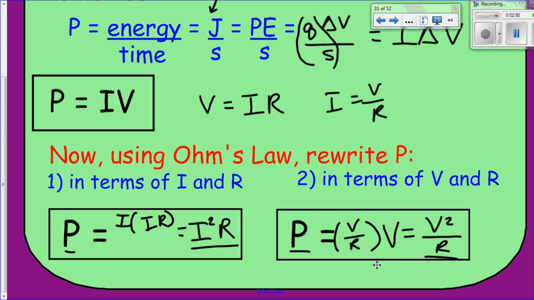So we now have three equations to calculate power. If you know the current and the voltage, do I times V. If you know the current and the resistance, do I squared times R. If you know the voltage and the resistance, do V squared divided by R.